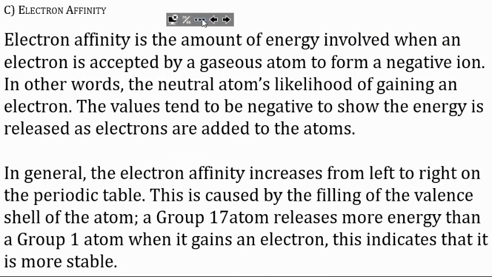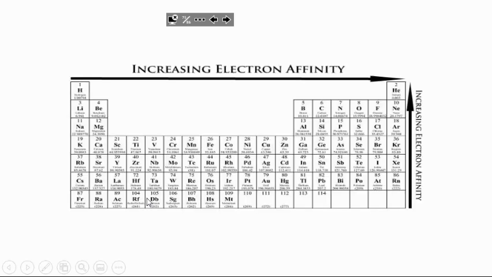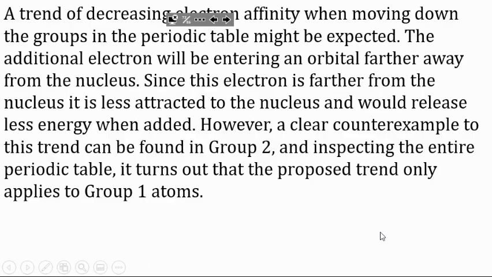Electron affinity, then, is the amount of energy involved when an electron is accepted to form a negative ion. Those values tend to be negative to show the energy is released. In general, it increases left to right. Okay, so there's your electron affinity. These guys tend to want electrons more. Again, it's not really going to apply to your noble gases. It's more truncated right here at fluorine, but the idea is the same.